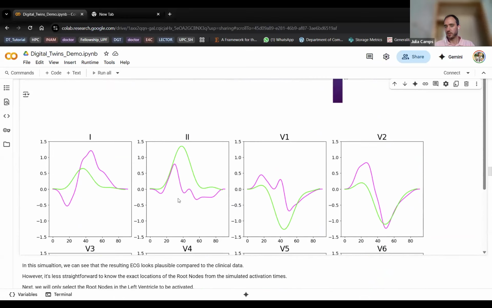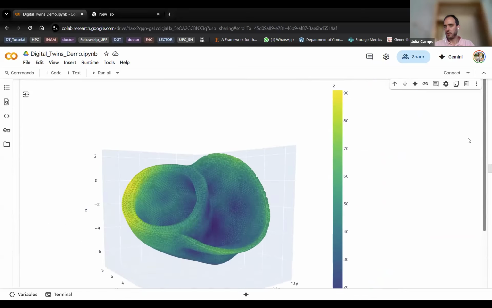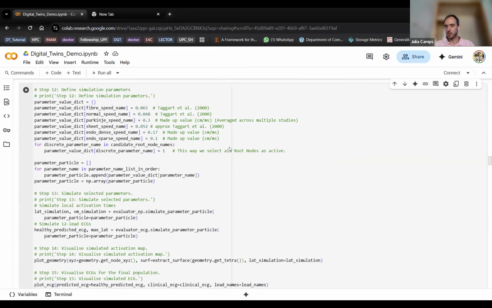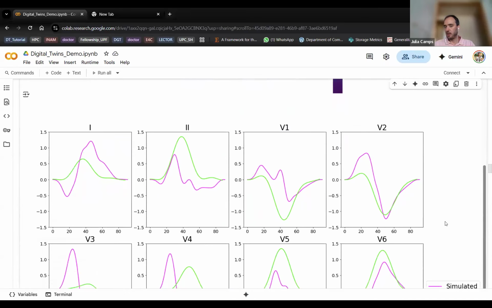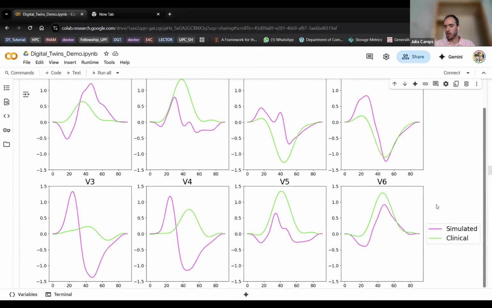What I mean when I say it's physiological, I don't mean that the ECG looks physiological, which it really doesn't in some of the leads. But what I mean is that the parameters that I have chosen are physiological from the literature. So these are parameters that have been reported for people. And this, if anything, comes to show that while some of the signals do look okay and physiological, others don't, showing that there is a real need here for doing personalization and doing inference.